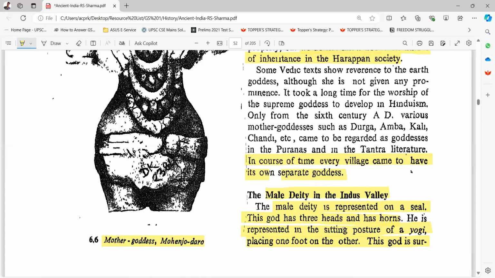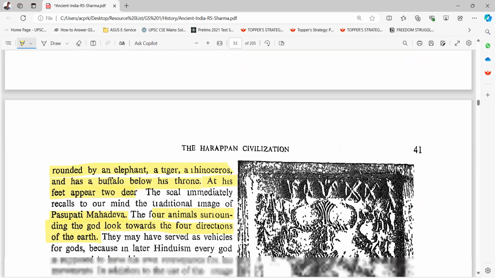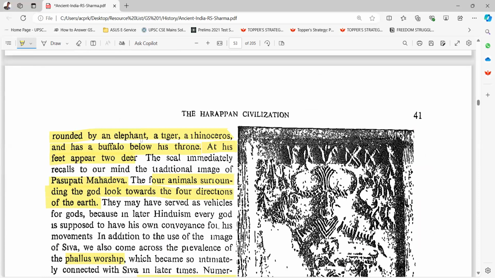This god has three heads and has horns. He is represented in the sitting posture of a yogi, placing one foot on the other. This god is surrounded by an elephant, tiger, rhinoceros, and has a buffalo below his throne. Elephant, tiger, rhinoceros, and buffalo.